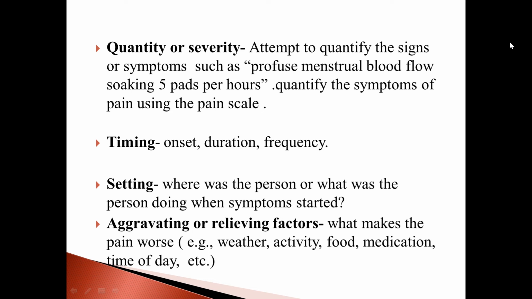Timing, which includes the onset, when it started, the duration, for how many hours the pain will be, and the frequency, whether it comes often, sometimes or always, you have to ask. And the pain setting, where was the person or what was the person doing when the symptoms started. If the pain started, at which setting did the patient start the pain? Sometimes he may be sitting or sleeping or doing some activities. Setting you have to ask.